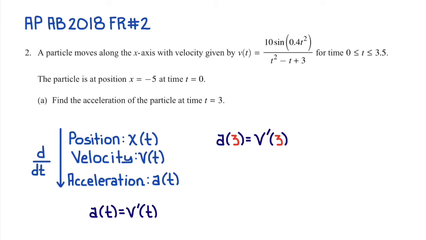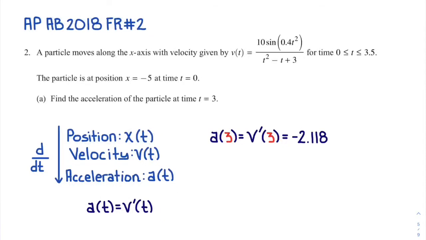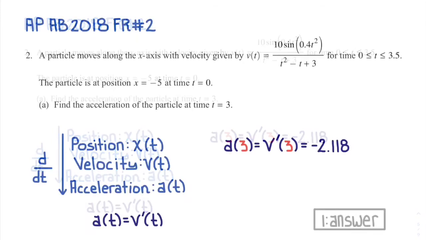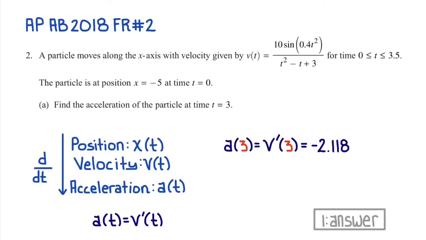This is a calculator problem, so use your calculator to evaluate the derivative of velocity at time 3. The AP exam requires you to be accurate to 3 place values. The rounded value is negative 2.118. Part A was only worth 1 point. The point was awarded for the answer negative 2.118.